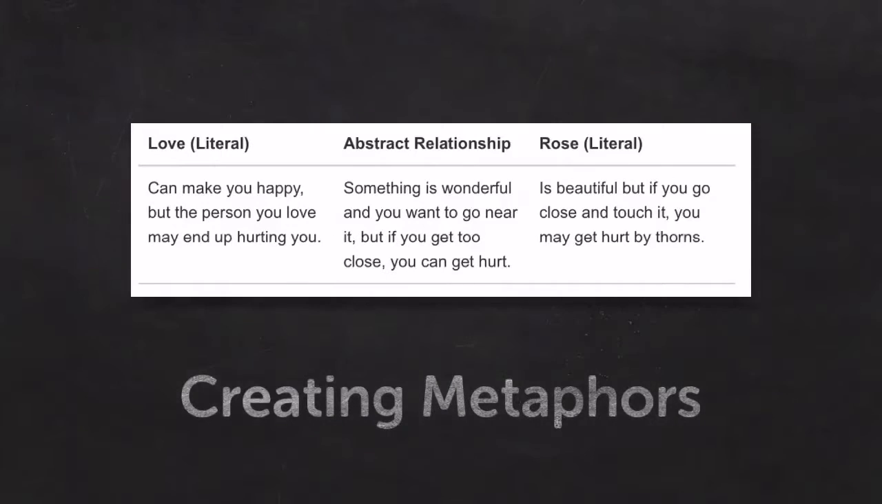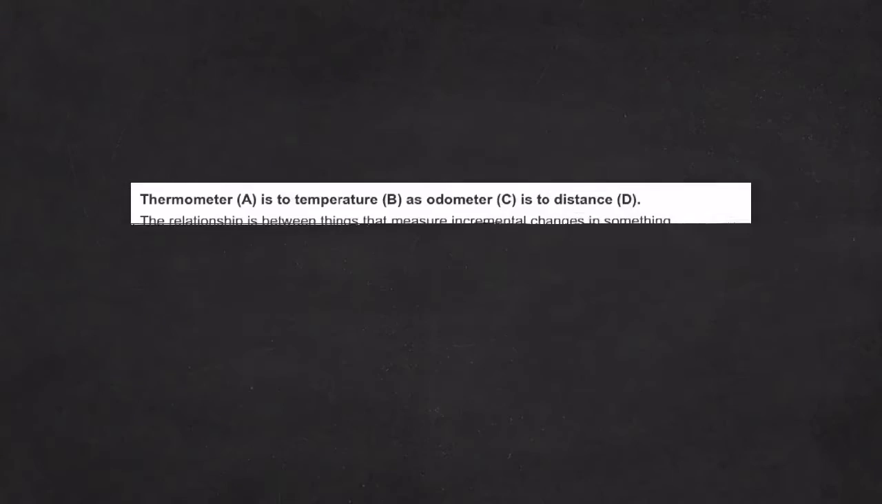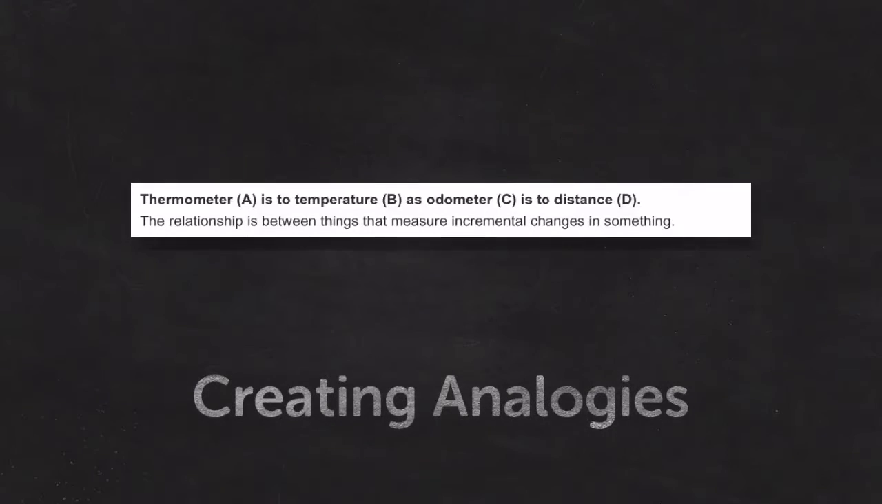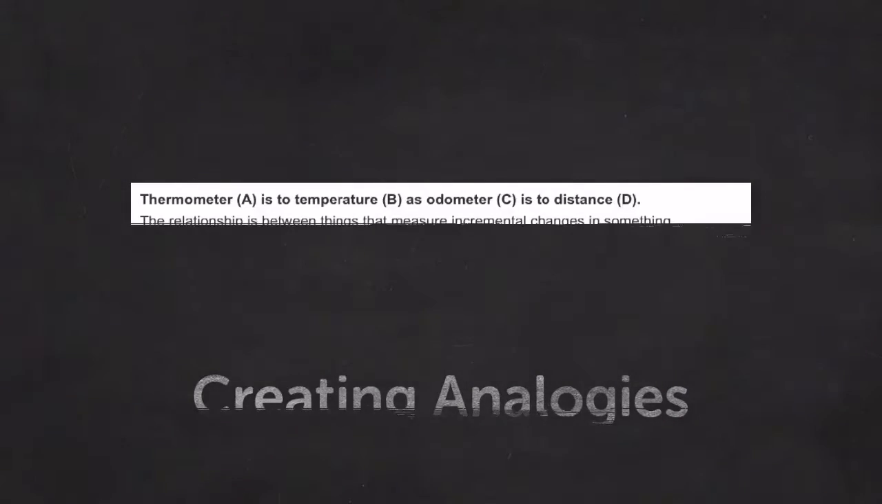The third sub-strategy is creating metaphors, which is when students compare 2 ideas based on a common structure. The final sub-strategy is creating analogies, which is a complex way of identifying similarities and differences. Analogies deal with relationships within relationships.